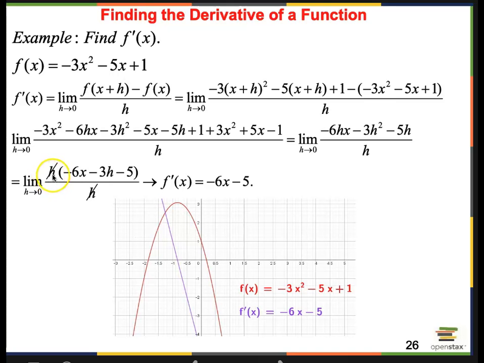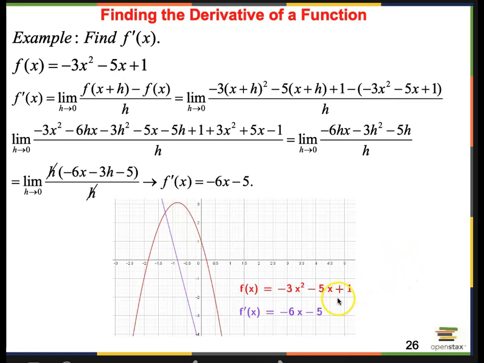Then I can factor out an h, which is nice, cancel these out. And my derivative of this particular function is negative 6x minus 5, because when I take the limit here, substitute 0 in, my negative 3h cancels out, that becomes 0, and I'm left with negative 6x minus 5.